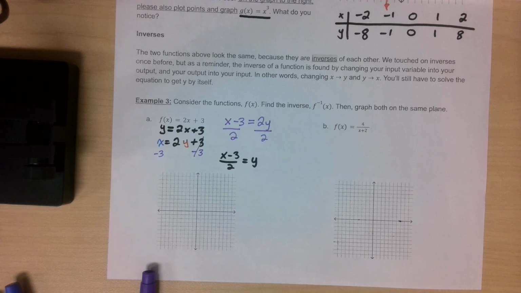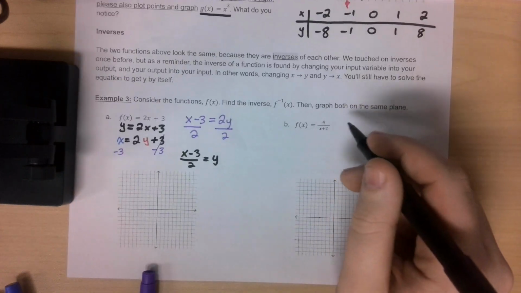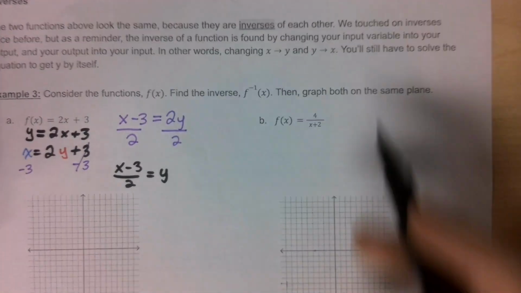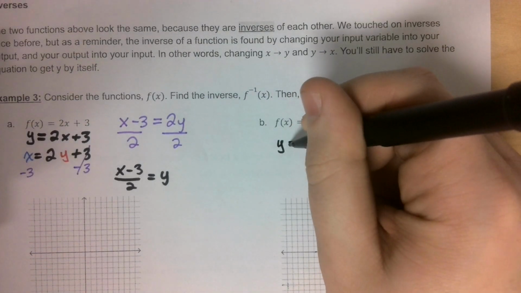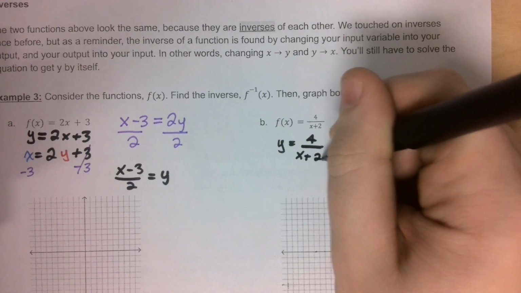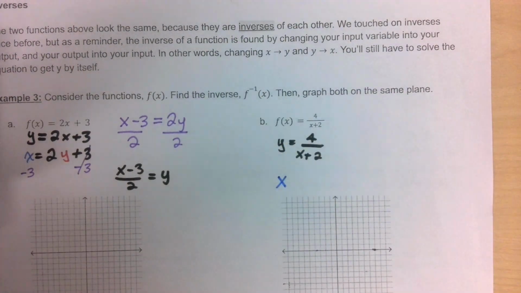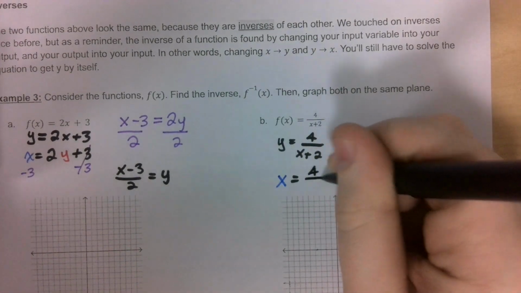When it comes time to plot both of these on the same plane, we'll see what they look like. But I first off want to find the inverse of b. We've done this type of inverse before. This was in our last unit, Unit 7. If we try to find the inverse here, all we need to do is, again, swap our y and our x. So this is y equals 4 over x plus 2. We just need to swap it so it's x equals 4 over y plus 2. Like so.